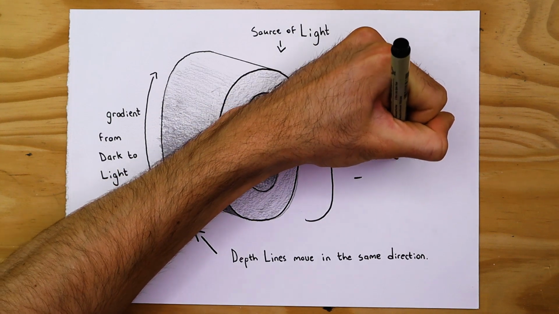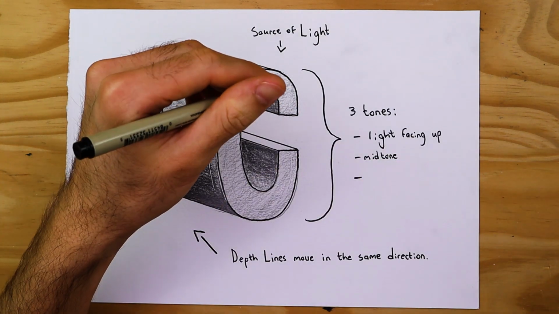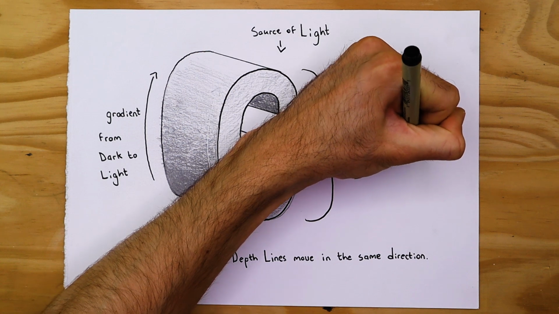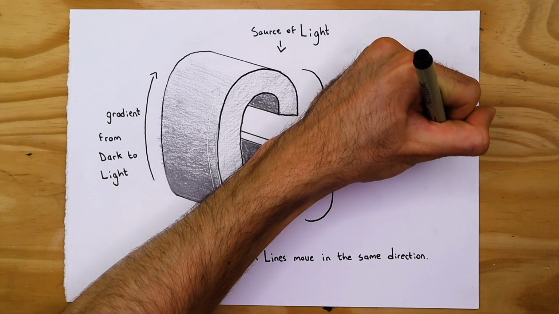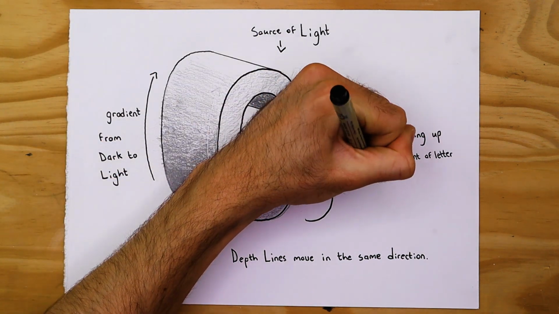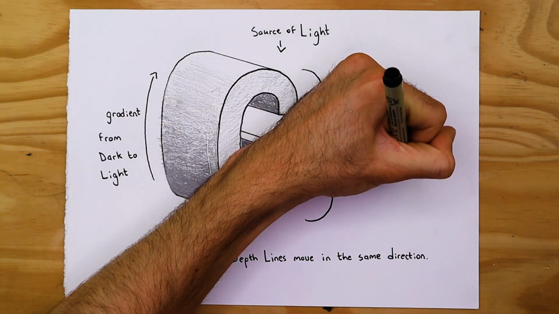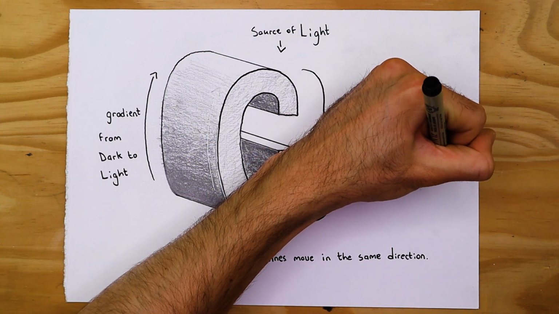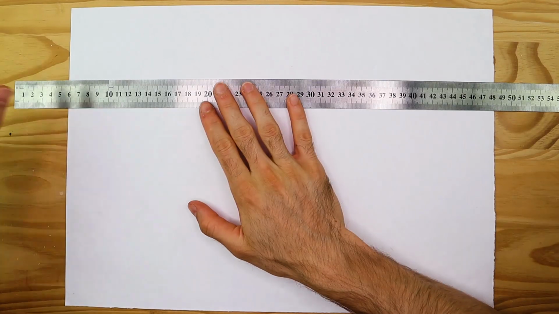Now that we know the method of turning 2-dimensional letters into 3D lettering, we can go through various letters and play around and use this as an exercise to explore different thicknesses of letters, different directions for depth lines, and how you add the different shading tones to establish this quality of 3-dimensionality.